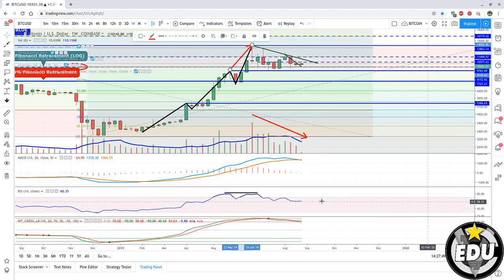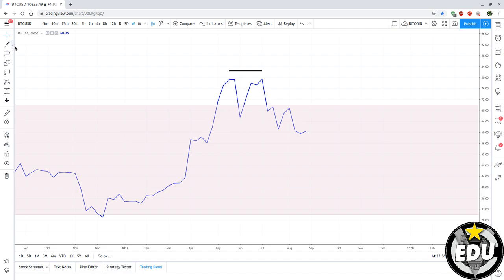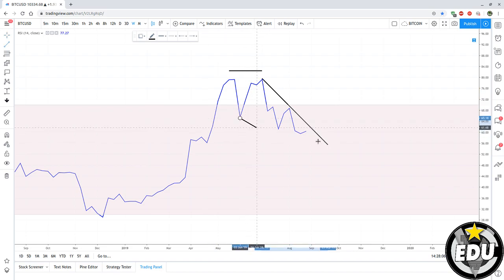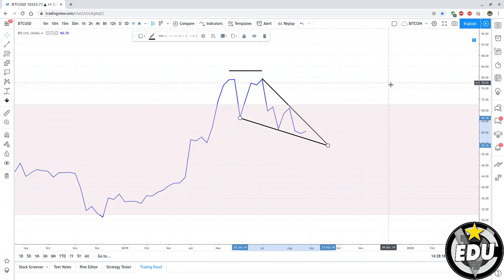So RSI also is not looking bullish until it breaks the downtrend, until it can show us that it is able to maybe break above those levels, and it might be kind of shaping a falling wedge idea. Okay, so until it breaks that and challenges 70, I'm still bearish. I'm still following the downtrend.